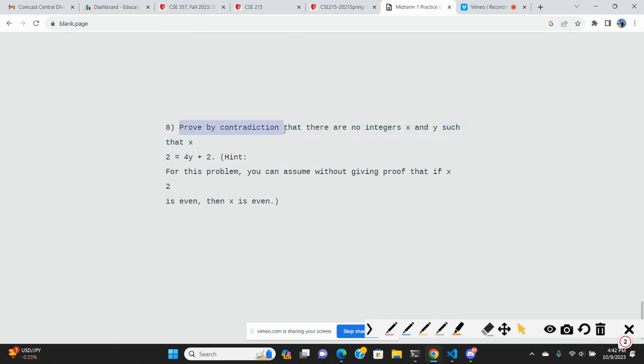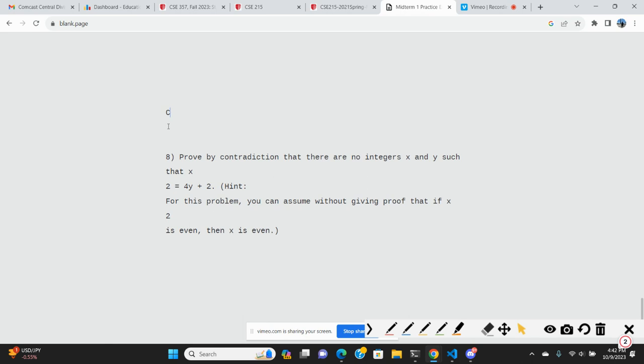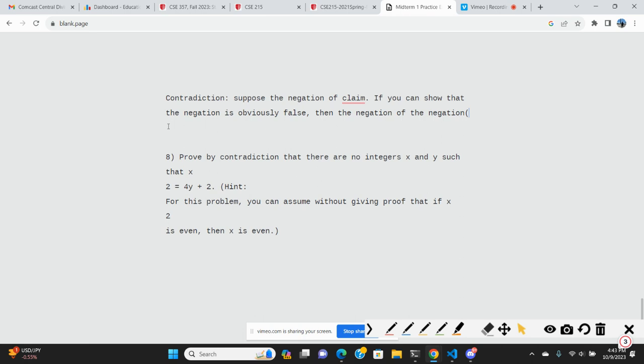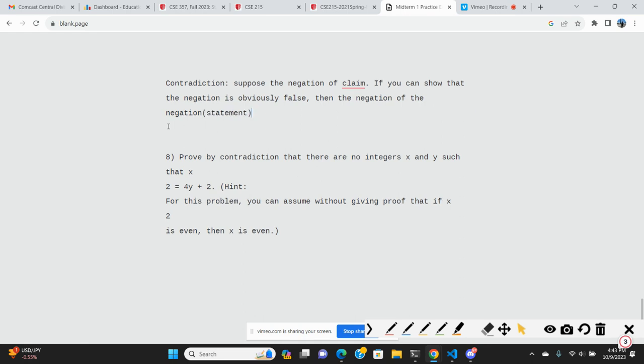Now we move on to proof by contradiction, that there are no integers x and y such that x squared is equal to 4y plus 2. And proof by contradiction, as a brief reminder, works as follows. So suppose the negation of the claim. If you can show that the negation is obviously false, then the negation of the negation, or the original statement, must be true. And that's how you prove by contradiction.